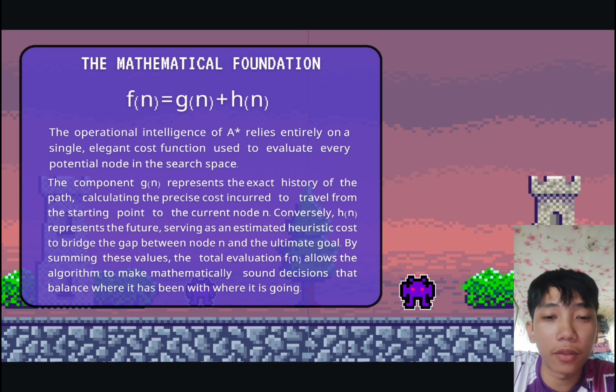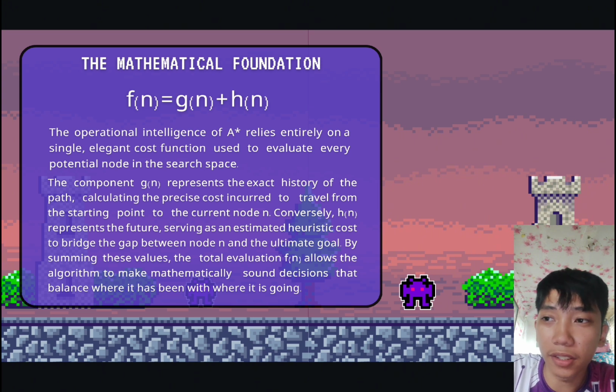The mathematical foundation of the algorithm. The A-star algorithm follows a formula of f(n) = g(n) + h(n). The operational intelligence of A-star relies entirely on a single elegant cost function to evaluate every potential node in the search space. The component g(n) represents the exact history of the path, calculating the precise cost incurred to travel from the starting point to the current node n.